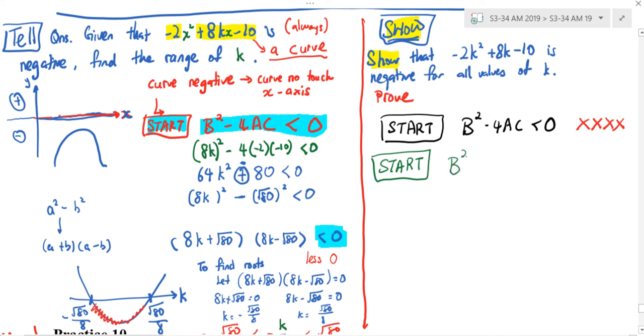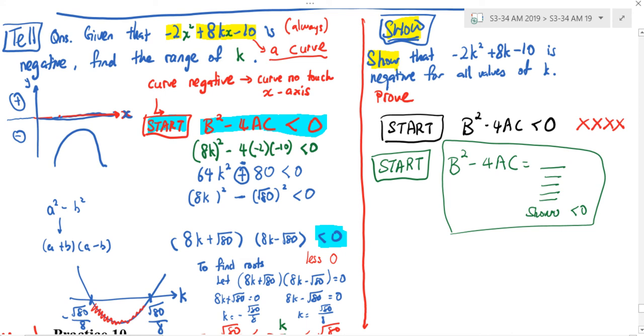Now, I tell you the idea here. You have to, really important, stop talking. You need to start with b square minus 4ac is equal to what? Then after that, you got to show that it is lesser than 0. This is what you need to do. Can you write this down? The line means the step. I need to do something to it. So, for showing question, you have to start b square minus 4ac equal. Not equal to 0, but equal to something. And then the something, you have to show until it is lesser than 0. Nothing here will give you mark.